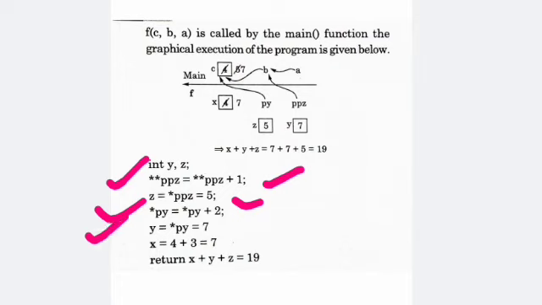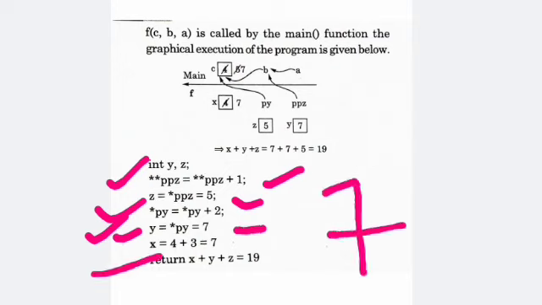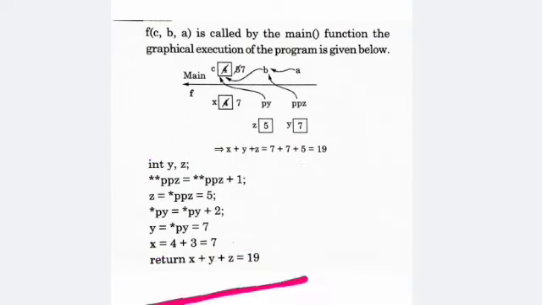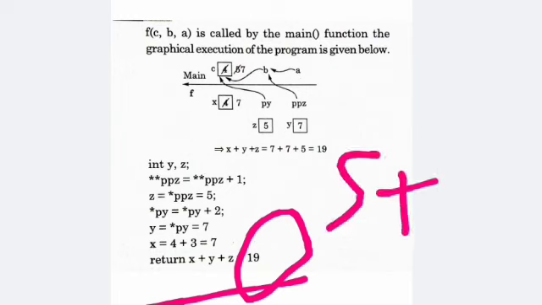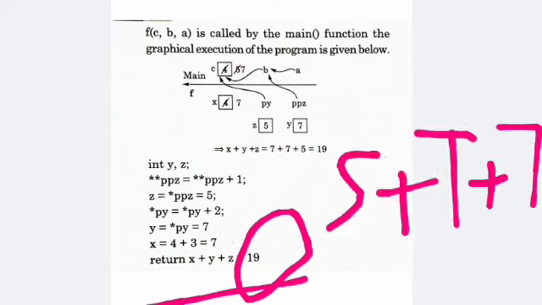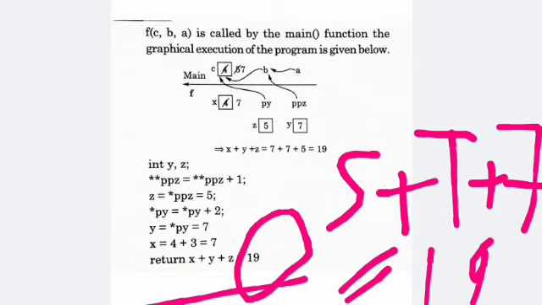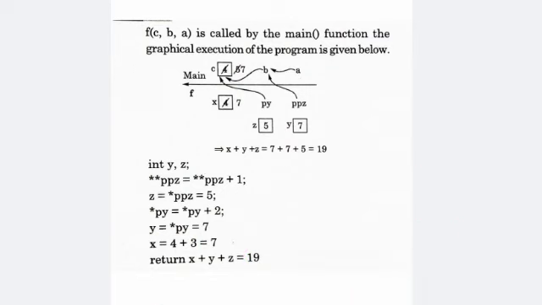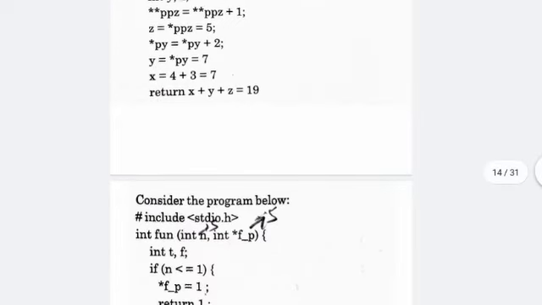Now on the basis of this pointer, we get here y equal to pointer of y, which is equal to 7, and we get here x also 7, which is adding the value of x plus y. Then the returned value of x plus y plus z equal to 19, meaning 5 plus 7 plus 7 is equal to 19. So this is your correct answer. Now come to the next question.